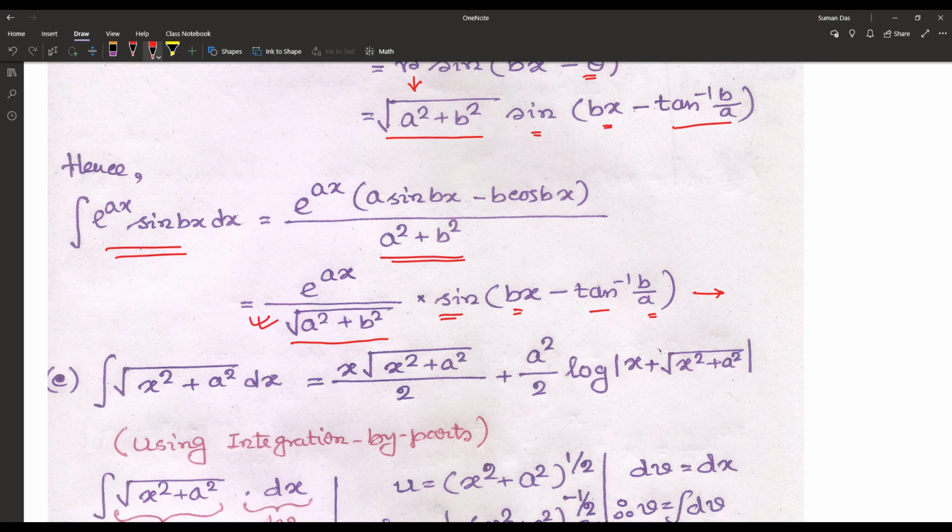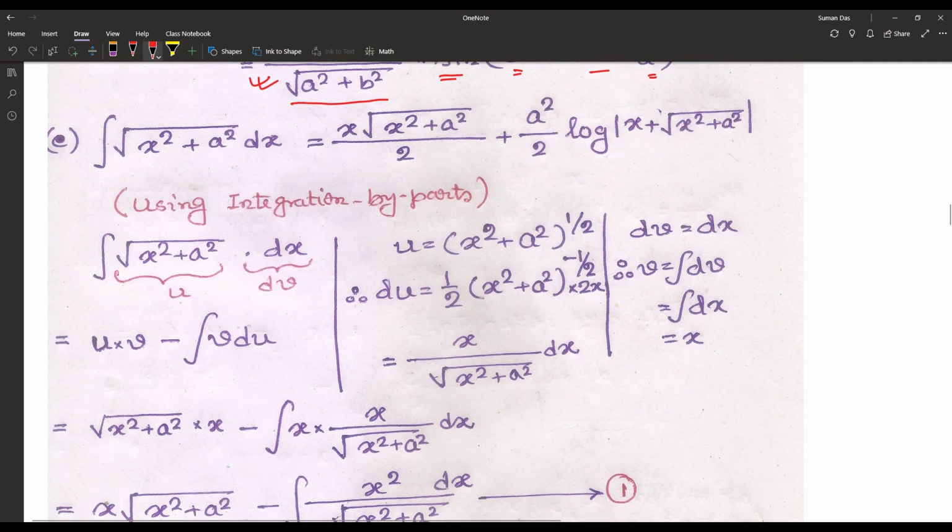Next we proceed to another formula, and that is in the format of the square root of x squared plus a squared, giving us the result as x into the square root of x squared plus a squared divided by 2, plus a squared by 2 into log of x plus the square root of x squared plus a squared. Let's check. Again we are using integration by parts to prove the formula.